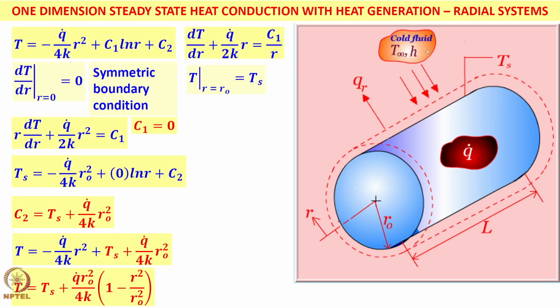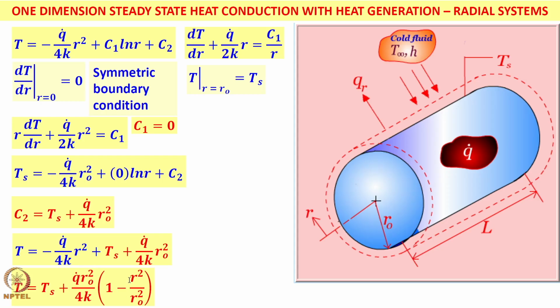So, we have a temperature distribution, and if you look at the symmetry boundary condition at the center, dT/dr equal to 0 gives me C1 equal to 0. Go back into T, get C2, and you get the temperature distribution as a function of radius: q dot r naught squared by 4k, which is a constant, times 1 minus r squared by r naught squared, parabolic in r.